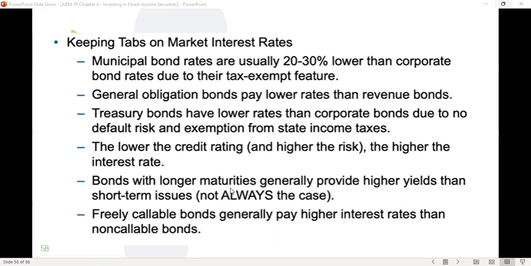Bonds with longer maturities generally provide higher yields than short-term issues, but not always the case. So most of the time, the longer the maturity, the higher the yield, keep that in mind. But that's not always the case. Freely callable bonds generally pay higher interest rates than non-callable. Freely callable means the bond can be called, or canceled, okay? It pays a higher interest rate, but it is very risky because the issuer can repay the money anytime.